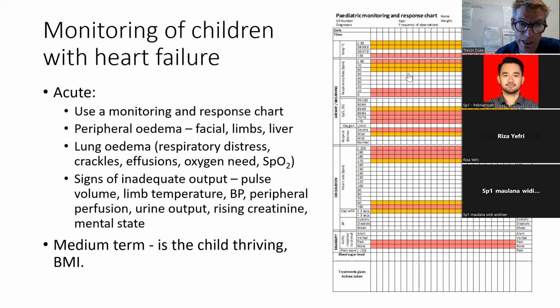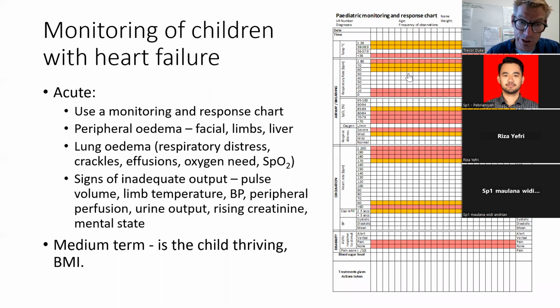When we're monitoring children with heart failure, then it's monitoring all the things we've talked about. So in the acute stage, we should use a monitoring chart like I've shown you before, because that helps us understand whether the child is improving or deteriorating, whether they're in the danger zone or out of the danger zone. You need to monitor their peripheral edema. Each day you should monitor their facial, their limb edema, how big their liver is. Monitor their lung edema, right? Their degree of respiratory distress, whether they've got crackles or effusions, what their oxygen requirement is, what their saturation is. All of those things tell us about how their lung edema is progressing or improving.